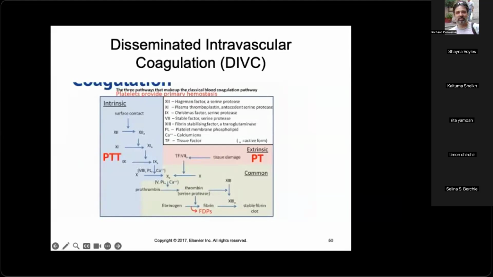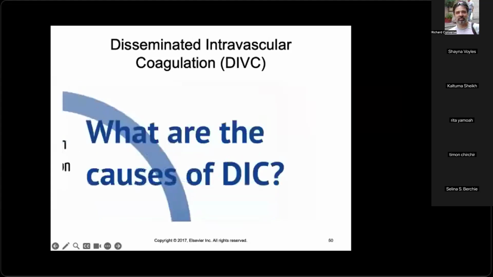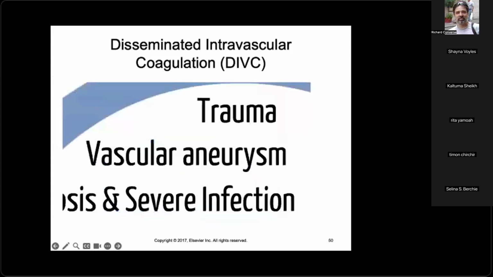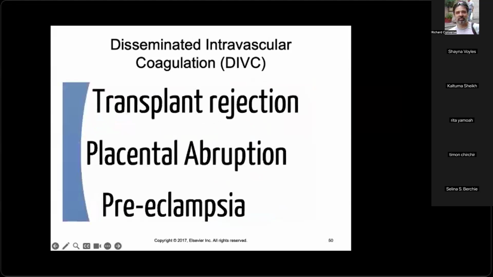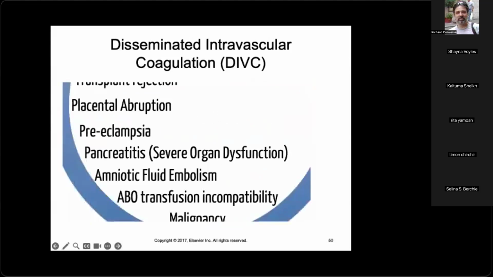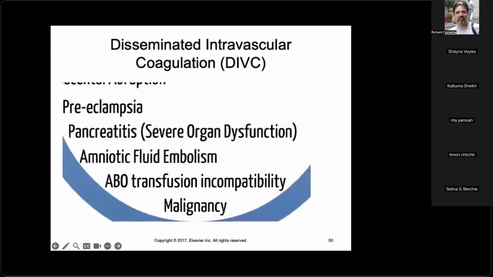Now that we know the basics of coagulation, let's look at the details of DIC. First, we'll look at what the causes of DIC are. The causes of DIC are wide, and they include trauma, vascular aneurysm, sepsis and severe infection, severe liver failure, transplant rejection, placental abruption, preeclampsia, pancreatitis or other severe organ dysfunction, amniotic fluid embolism, and ABO transfusion incompatibility. Last but not least, malignancy.